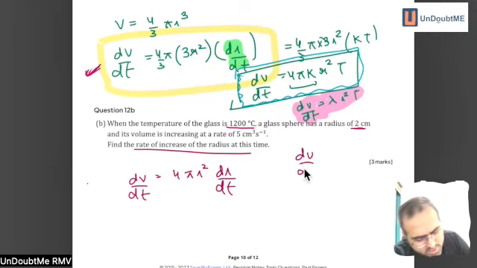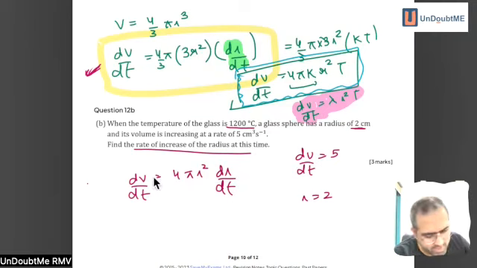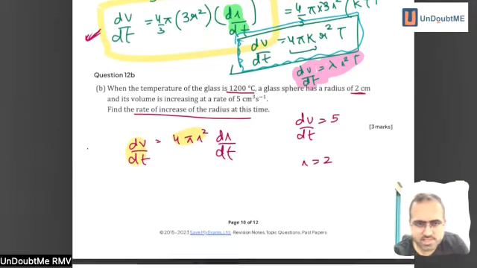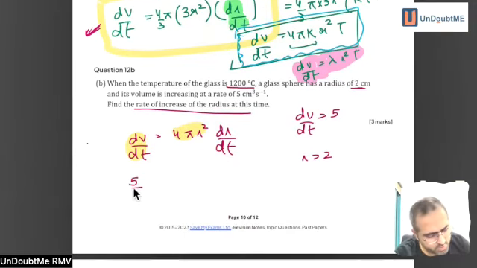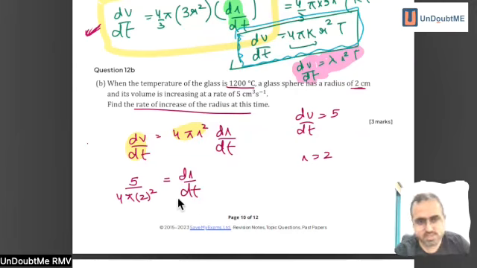The good part is, in the question, they have given dV by dt as 5. They have given r also as 2. So I have everything. If you look in this expression, dV by dt is given, 4 pi r square. I can put it in the calculator and get dr by dt. So now it is just calculation left. 5 over 4 pi 2 square is equal to dr by dt. Just solve and get the answer. And while writing, if anyone has any question, any doubt, you can ask that also. So I'm getting 0.099.